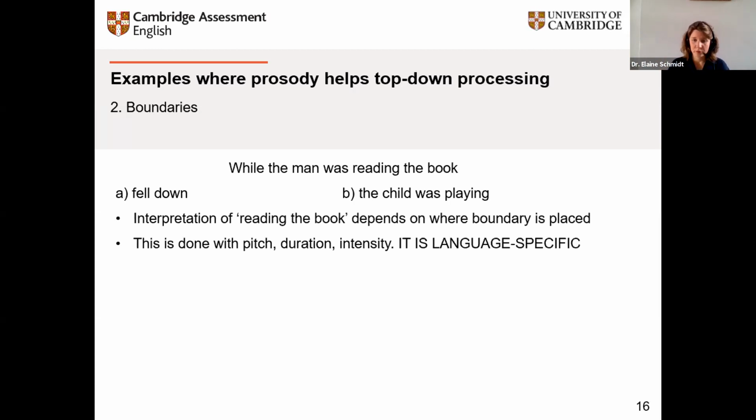Now, while all languages use the same cues, the way that they use the cues is language specific. So Spanish does it slightly differently to English. English really makes use of lengthening quite a lot, whereas Spanish doesn't. Spanish plays a lot more with pitch. So it is something that language learners need to learn. And they often struggle with this.